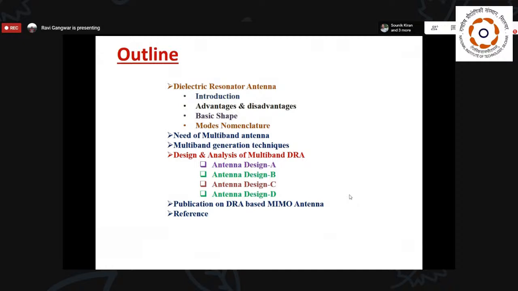First, I will give a small and very brief introduction about the DRA, and then I will discuss the need for multiband DRAs and what different techniques are available in the literature, so that by using those techniques we are able to generate multiband characteristics inside the DRAs. After that, I will discuss four designs in which I have used these techniques available in the literature and created different kinds of multibands.